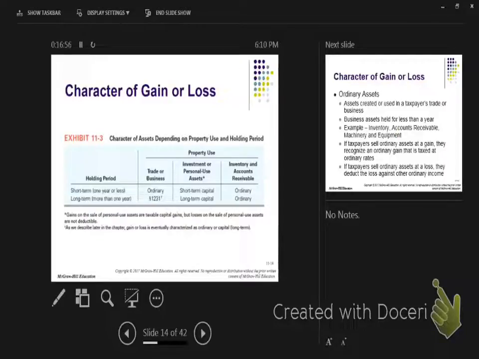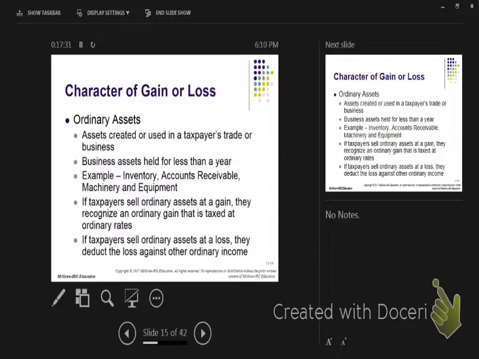When we're looking at long-term, more than a year, if it's trade or business, it's going to be Section 1231. Things that are in the trade or business long-term are going to be Section 1231. Investment or personal use assets, what we're looking at a lot of times, that's going to be long-term capital. And that's going to be the reduction in the tax rate that we benefit from holding it long-term. And then inventory, accounts receivable are going to be ordinary. So it doesn't matter if it's short-term or long-term for inventory or accounts receivable, it's always ordinary, whether you sell at a loss or short-term or long-term.